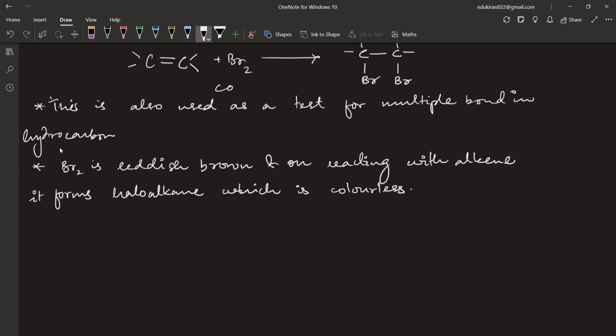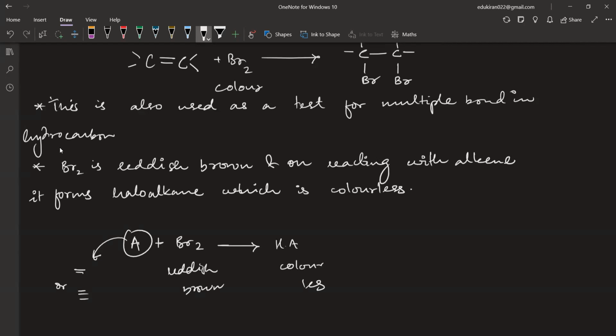So here you start with a color and you react. For example, you have some compound A and you have Br2, which is reddish brown. And then what happens? If this A has any multiple bond, a double bond or a triple bond, it will get converted into a haloalkane, and this haloalkane is colorless. That means if it goes from brown to no color, this A had a double bond or triple bond, a multiple bond. This is a test for multiple bond.